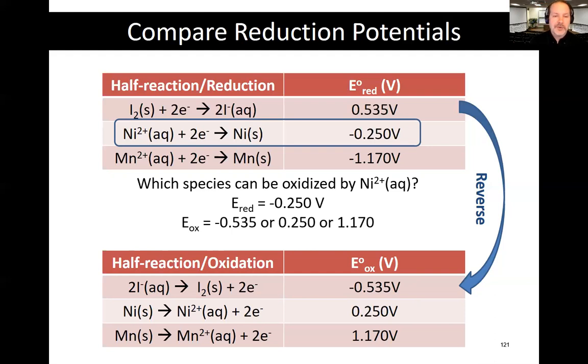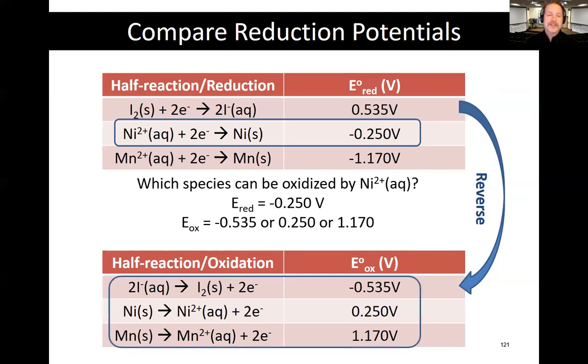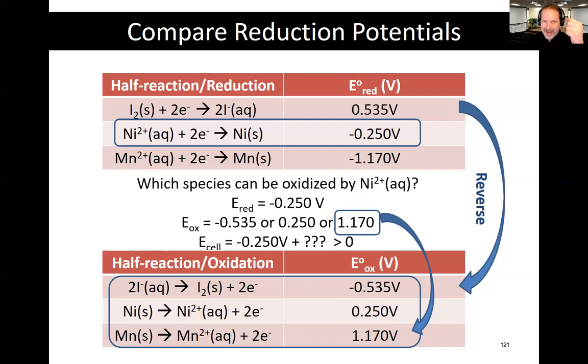So I picked that top one, and which one of the bottom ones can I pick? When I take a negative 0.250 and I'm going to add, which one should I add? Negative 0.535, positive 0.25, or positive 1.170? Which one of those three numbers is going to give me the highest overall cell voltage? Well, we can only pick one of those three, but hopefully you picked the 1.170. That last chemical reaction there, when I partner that one with the nickel 2 plus, I will find that when I take manganese solid and put it with nickel 2 plus, I can get a positive spontaneous chemical reaction to occur.